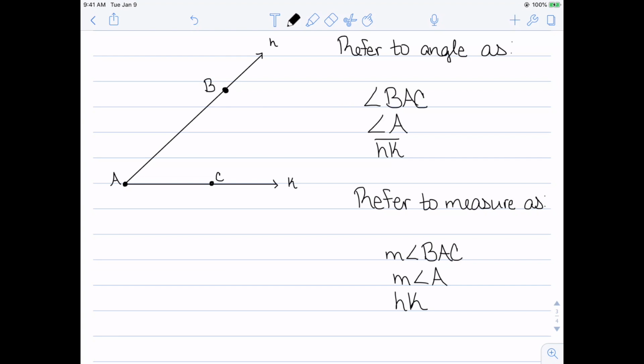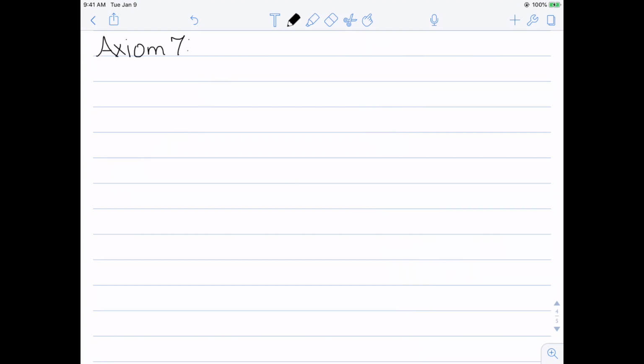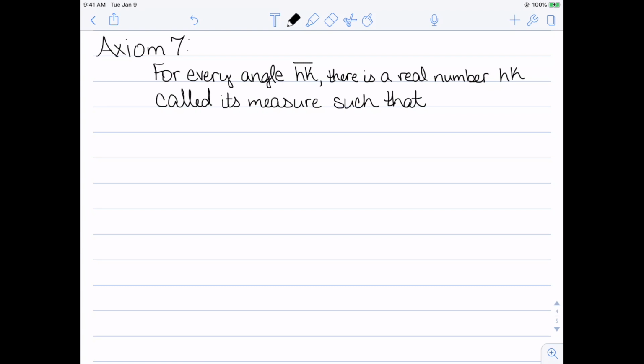While I'm talking about the measure of the angle here, I haven't actually properly defined this based on just my axioms. So far, we have axioms 0 through 6, and none of them refer to angles. So I need a core way that we can define how to measure an angle. Our angle measures are going to come from two axioms, the first of which is axiom 7. Axiom 7 states that for every angle HK, there's a real number, which I'll call HK without a line, that's called its measure, such that two properties are satisfied.